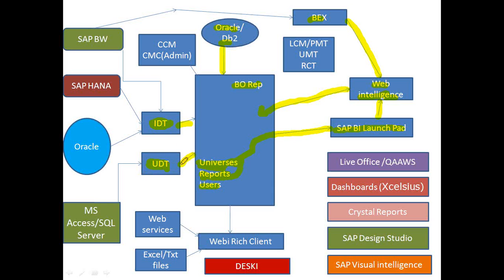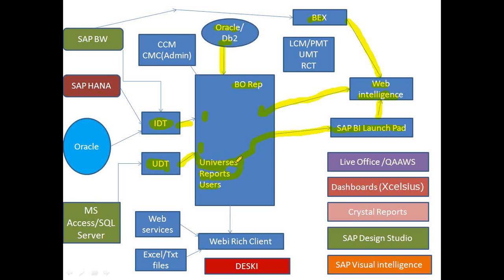So let's say if you take the UDT, I can develop a universe by connecting to a single source system. UDT can access only a single source system. But with the IDT tool, you can connect to multiple source systems and develop universes. So I can develop one universe by connecting to the Oracle database and the HANA system at a time. That cannot be done with the UDT tool.